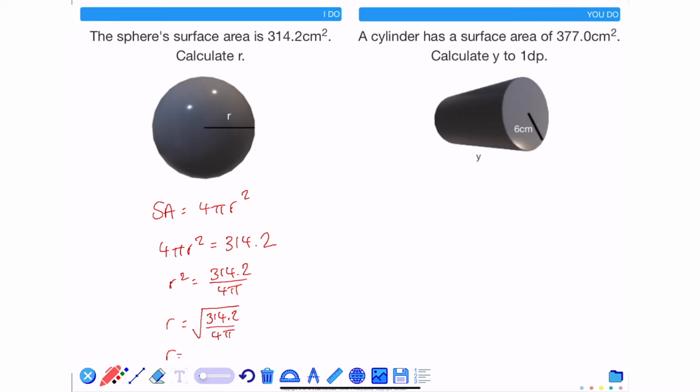And r to one decimal place is 5.0 centimeters. Pause the video here and have a go at the question on the right hand side. When you're ready for the answer, press play.